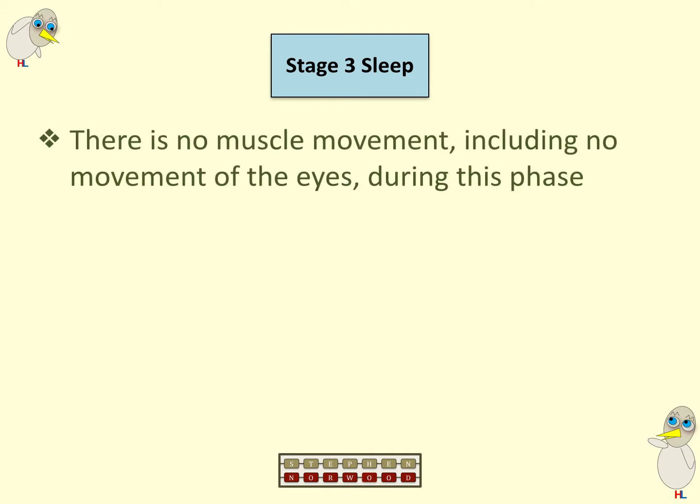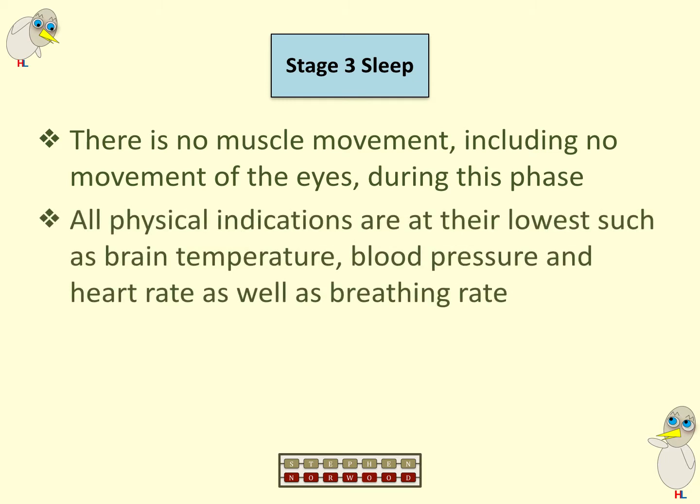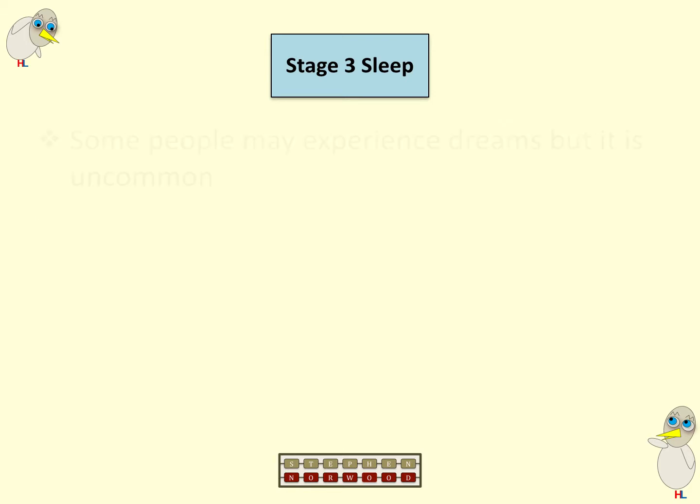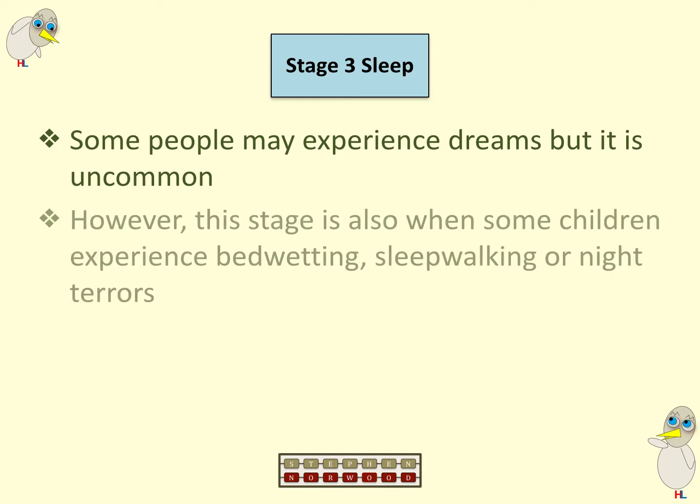There is no muscle movement, including no movement of the eyes during this phase. All physical indications are at their lowest, such as brain temperature, blood pressure and heart rate, as well as breathing rate. Some people may experience dreams, but it is uncommon. However, this stage is also when some children experience bedwetting, sleepwalking or night terrors.